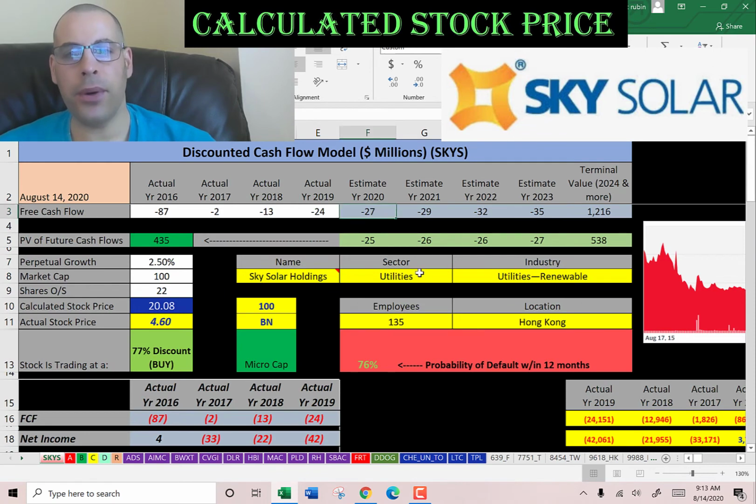We estimated 4 years of future free cash flows. We also estimated terminal value, which is all cash flows past year 4. We discounted those numbers back to today using the weighted average cost of capital. We get a value of the company of $435 million. We divide that by 22 million shares. We get an intrinsic stock price of $20. They're trading at $4.60. So they're trading at a discount. So it's a buy according to the model.